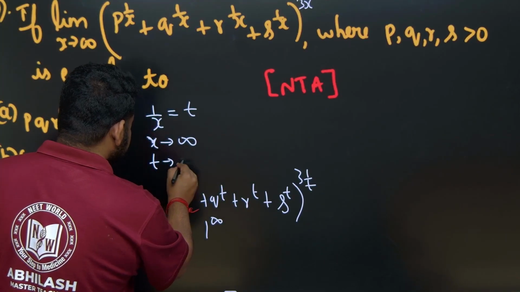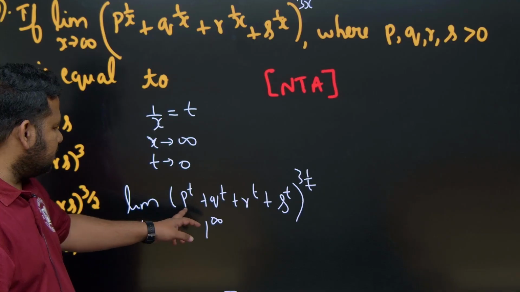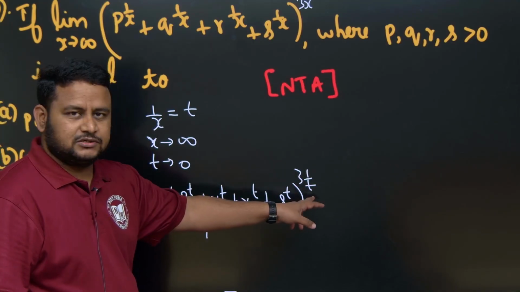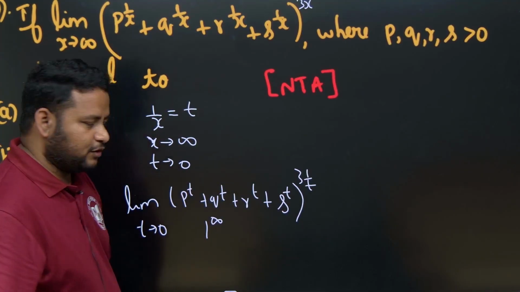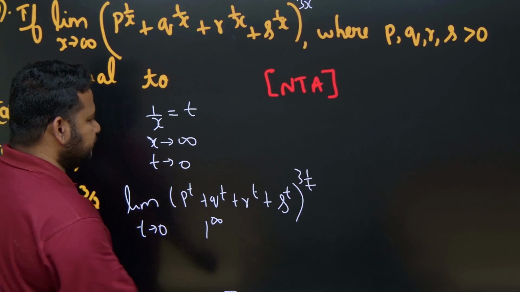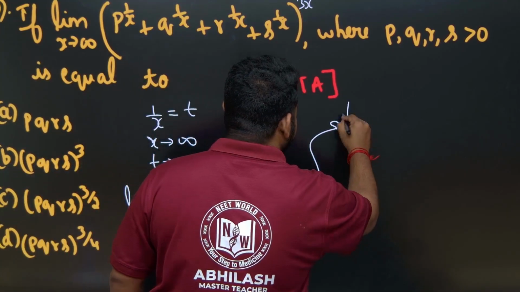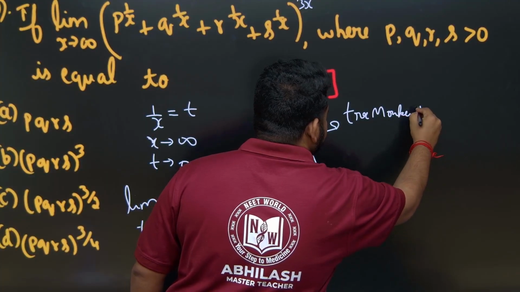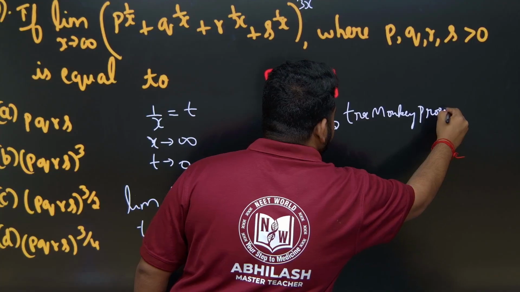t tends to 0. So 1 plus 1 plus 1 plus 1, to the power of 1 by t, is nothing but 1 to the power of infinity form. So we will apply the tree monkey property.